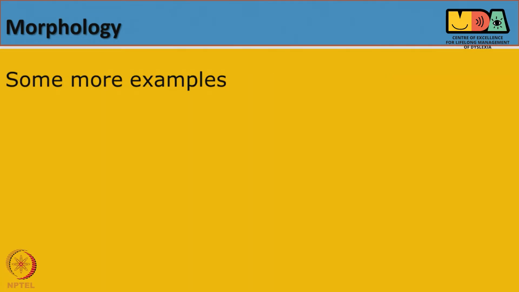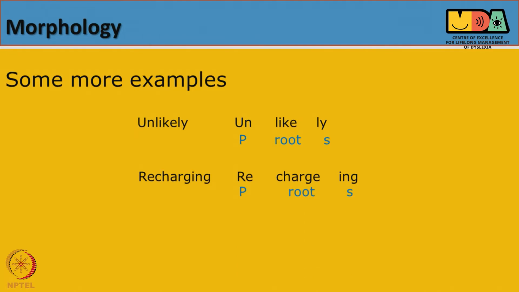So, here are some more examples of words with prefixes and suffixes. Let us look at the word unlikely. Prefix is un, the root is like and the suffix is ly. Recharging. The prefix is re, the root word is charge and the suffix is ing. Disinfected. The prefix is dis, the root word is infect and the suffix is ed.